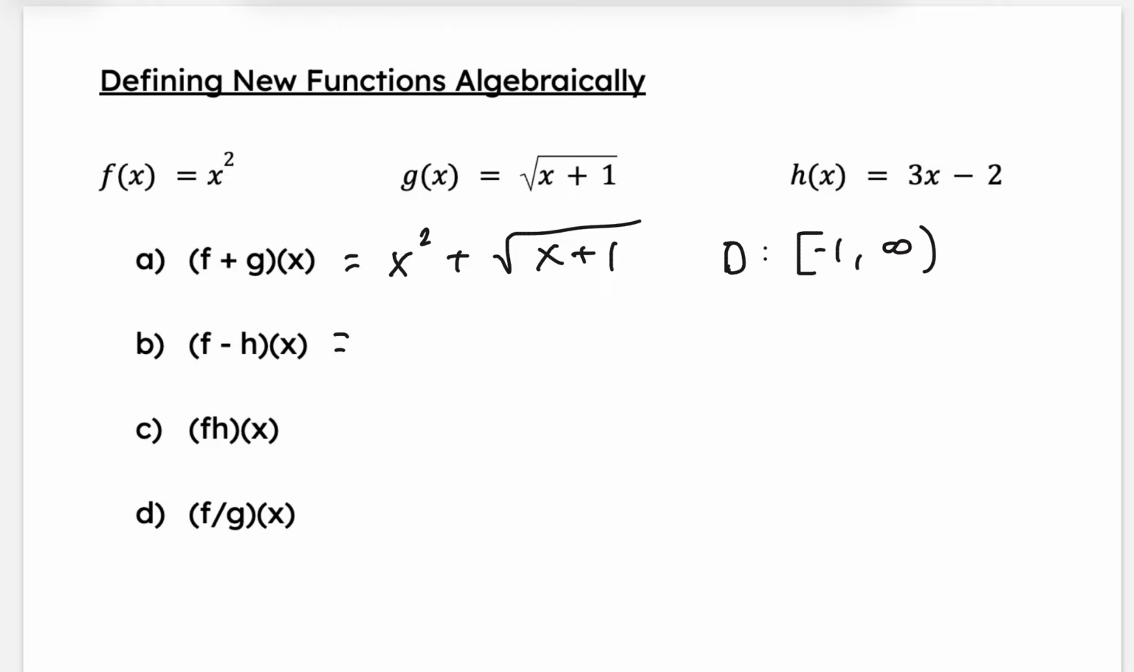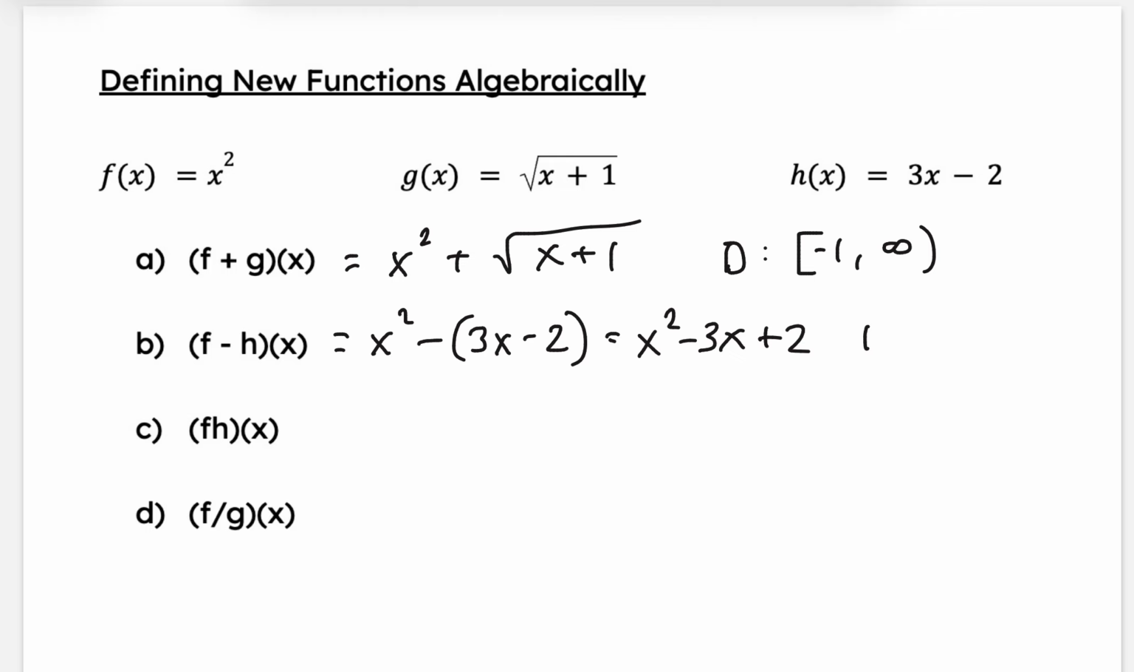Okay, our next one is f minus h of x. So that's going to be x squared minus (3x minus 2). And you'll notice I put parentheses around the 3x minus 2. That's super important because we're not just subtracting the first term, we're subtracting the whole expression. So we need to put the parentheses there to remind us to distribute. So that would give us x squared minus 3x plus 2.